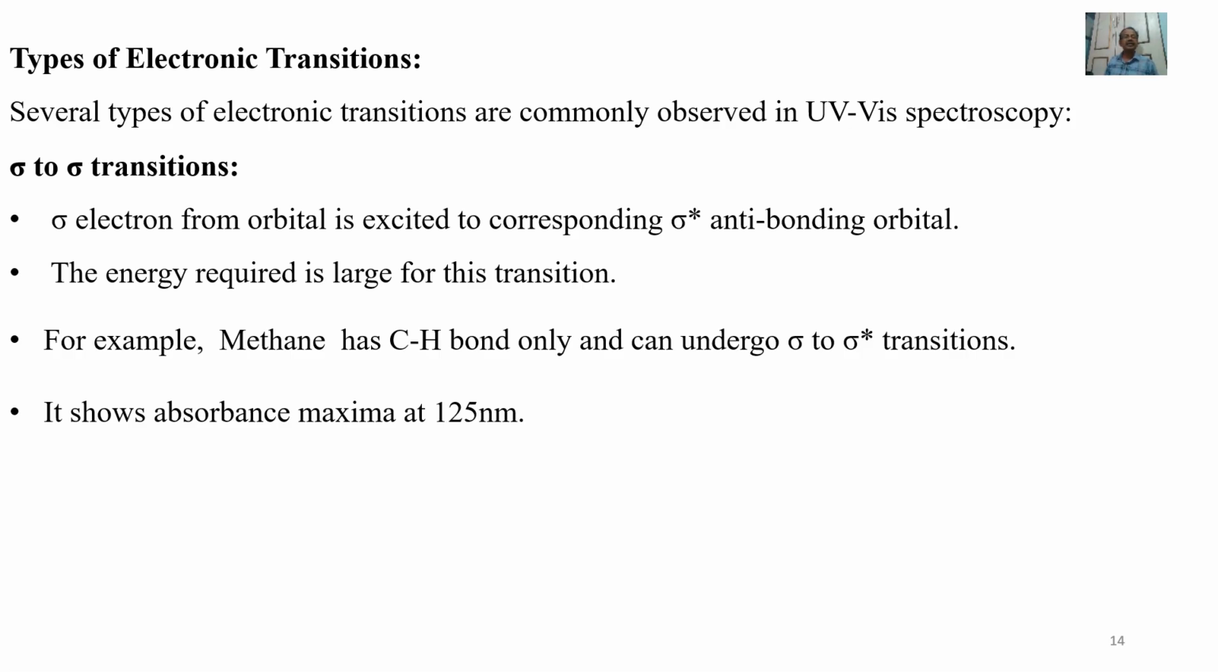Several types of electronic transitions are commonly observed in UV spectroscopy. Sigma to sigma star transitions: a sigma electron from the orbital is excited to the corresponding sigma star antibonding orbital. The energy required is large for this transition. For example, methane has C-H bonds only and can undergo sigma to sigma star transitions. It shows absorption maximum at 125 nanometers.